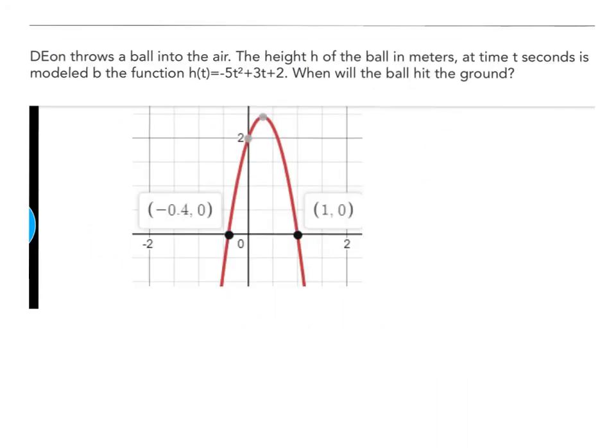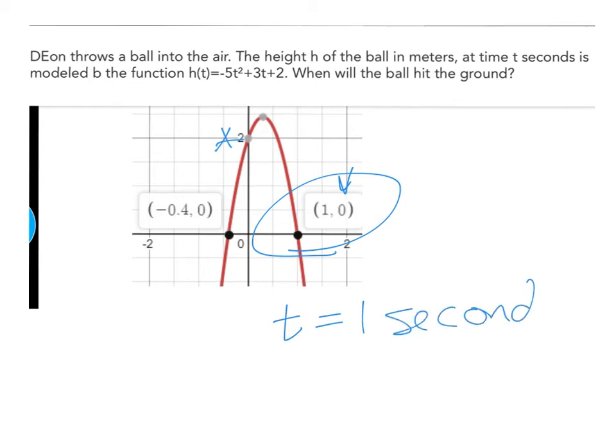Okay, this one's pretty easy. All we have to determine is when will the ball hit the ground. So Dion is sitting here at 2, and he throws the ball up into the air, and then it hits the ground right here. 0 means the ground, and 1 is the amount of time it took for it to hit the ground. So this time, t would be 1 second. So it's just asking for that x value. It doesn't make sense to use this one because it's a negative. A negative time doesn't make sense.